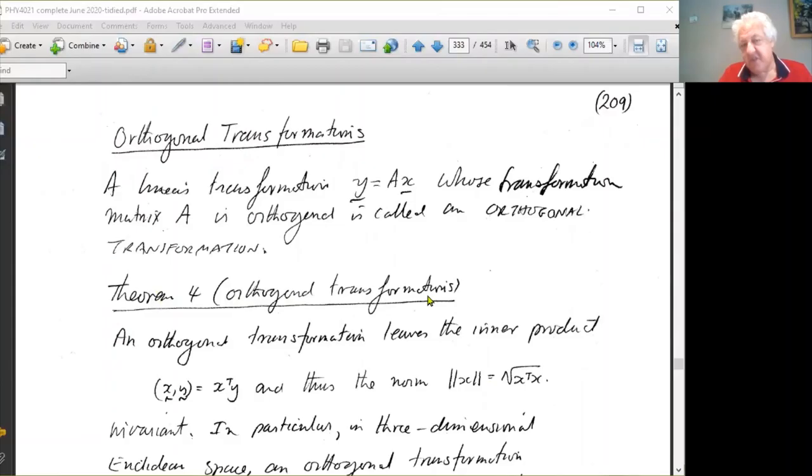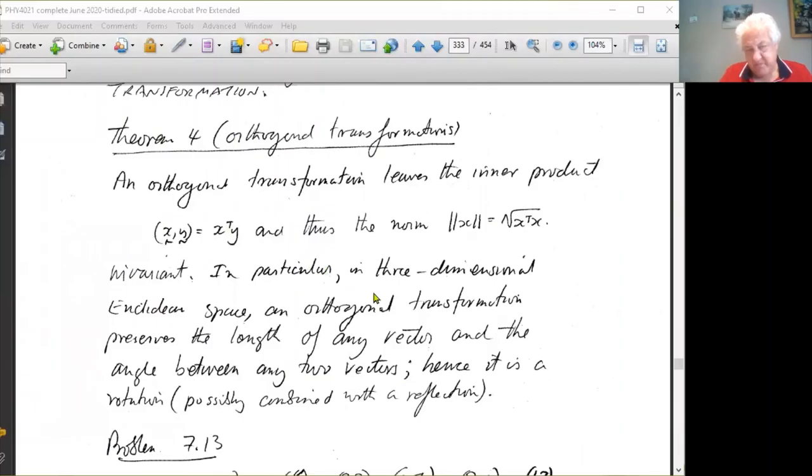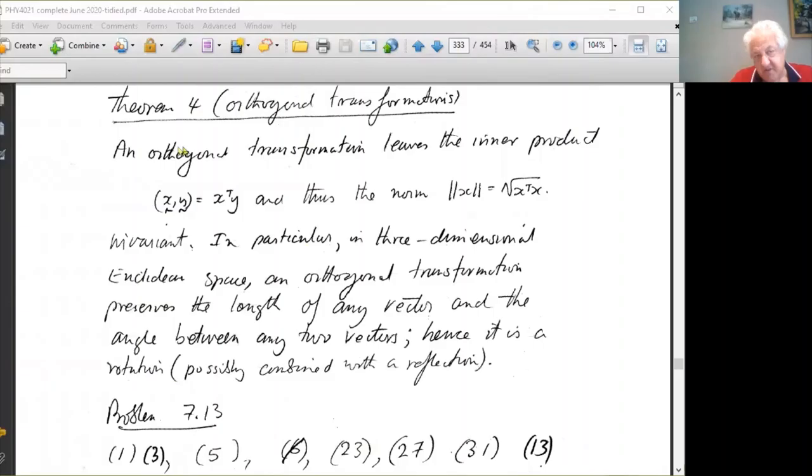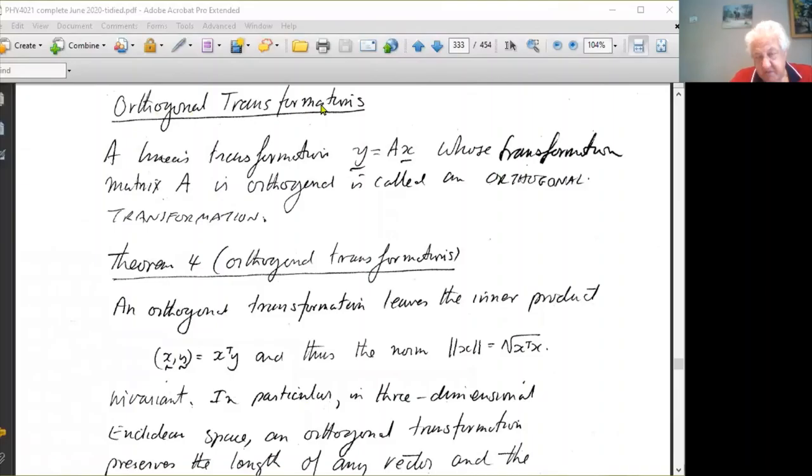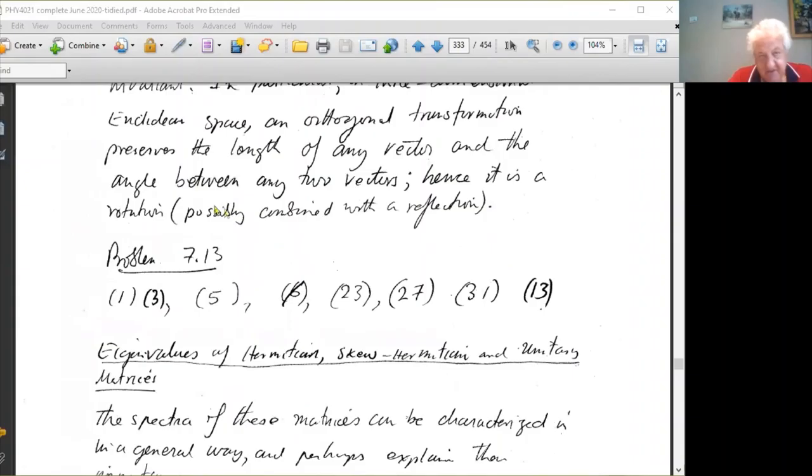This is the content of theorem 4. I'm going to leave it because it's expressed in a way which we haven't done, and I don't really want to spend time on it. The important point, the content of theorem 4, is what I have said: an orthogonal transformation leaves the value of a dot product between two vectors unchanged. So I take the dot product of two vectors, I get a certain value. If I transform the two vectors by an orthogonal transformation and take the dot product, the value of the dot product stays the same. If I have an angle between two vectors, and I transform the vectors under the orthogonal transformation, then the angle between the transformed vectors stays the same. Again, to repeat the contents of theorem four.